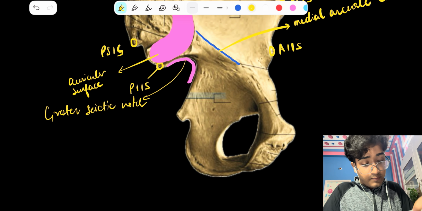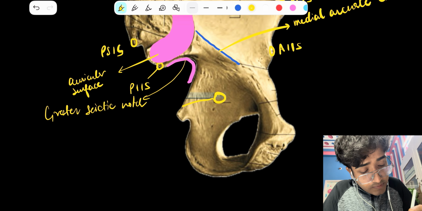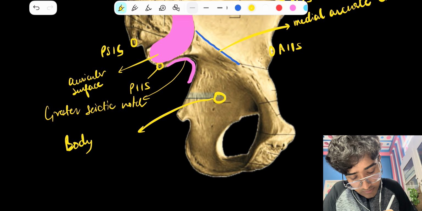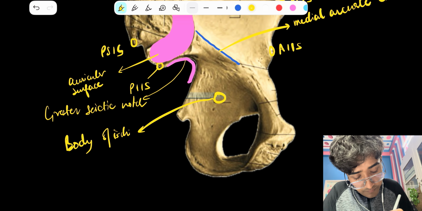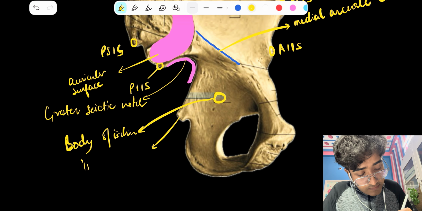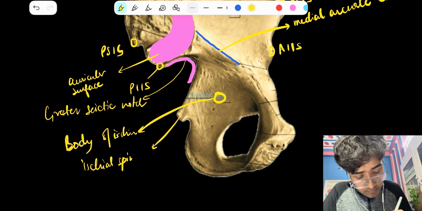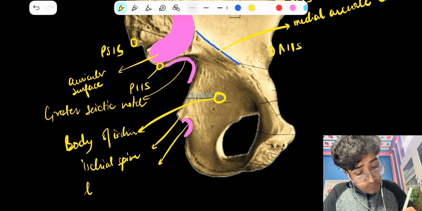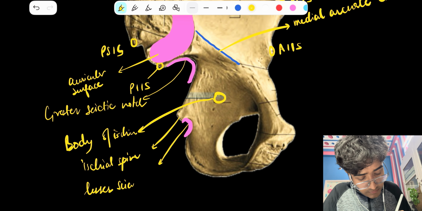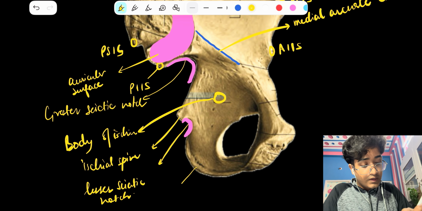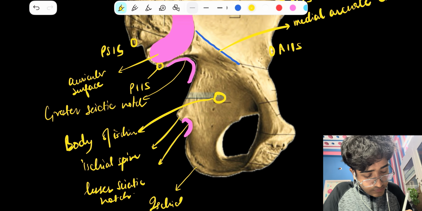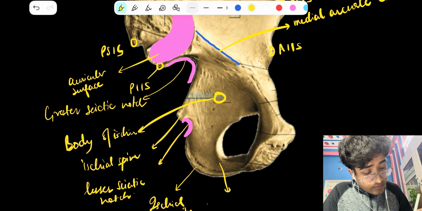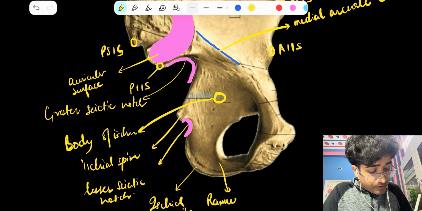Let's look into the inner aspect. This area is known as the body of ischium. This is the ischial spine, and this notch is known as the lesser sciatic notch. This one is the ischial tuberosity, and this one is the ramus of ischium.